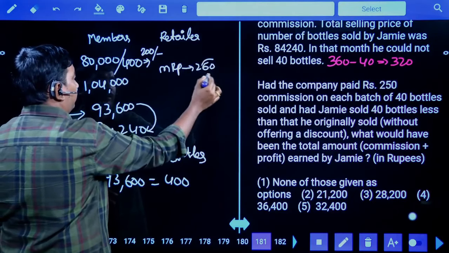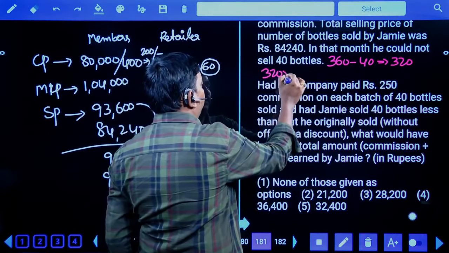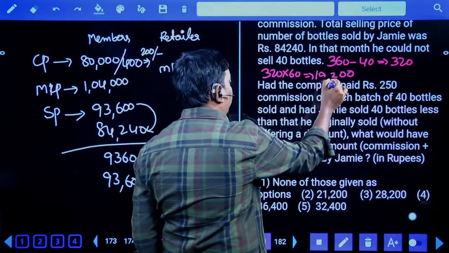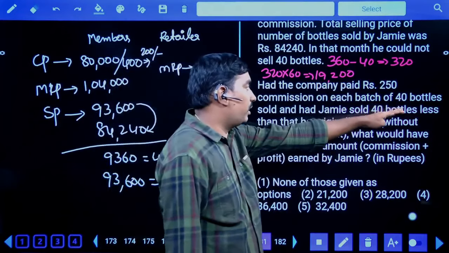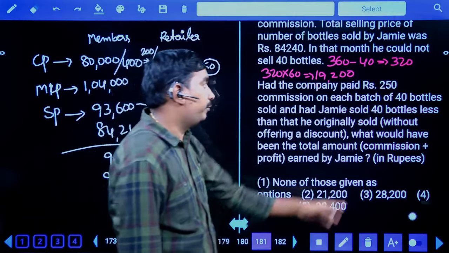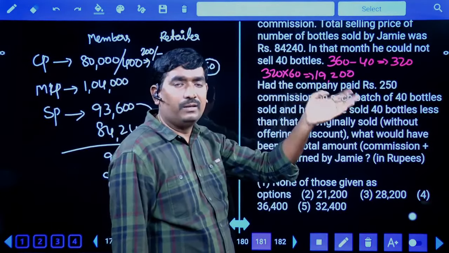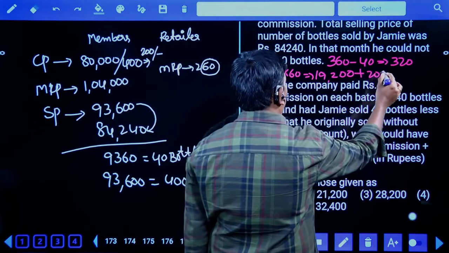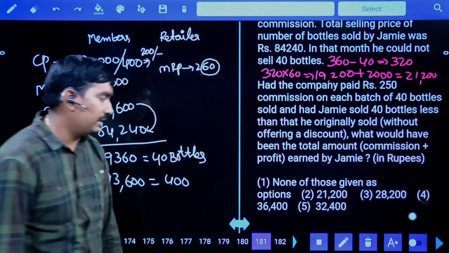Cost price is 200, MRP 260. Why? Because 30% extra. So on each bottle 60 rupees profit. Then on 320 bottles, the profit will be 19,200 excluding commission. Here for every 40 bottles 250 rupees commission. Then in 320 bottles, how many 40s are there? 8 times. 8 times 250 is 2,000 commission. Total 21,200.